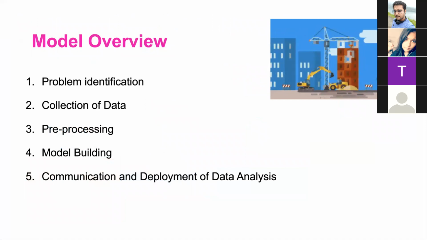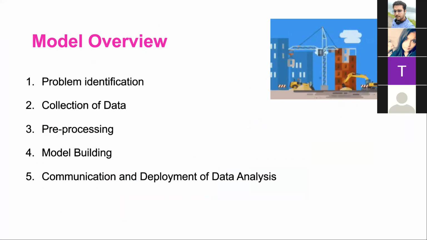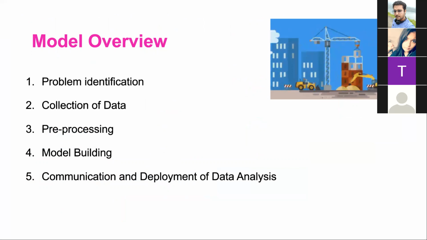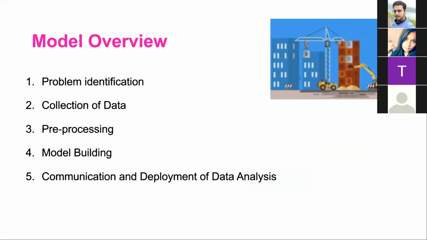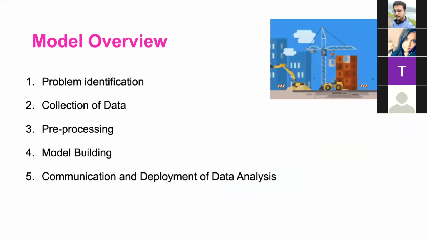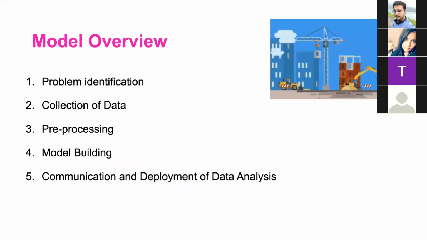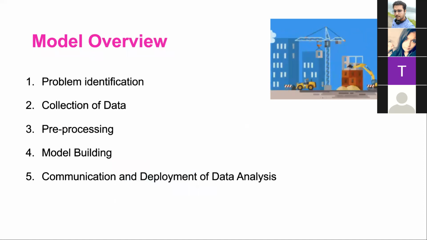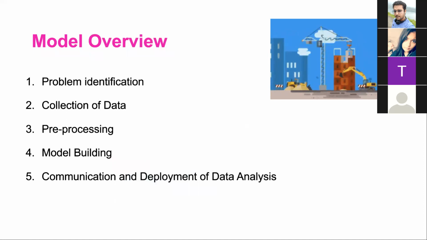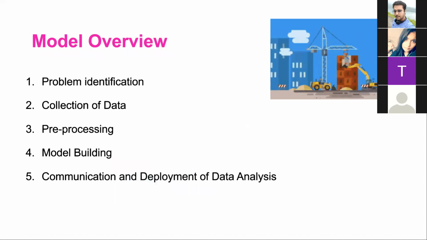Let's have a look at the model overview. It consists of 5 stages. The first is problem or opportunity identification. A good machine learning project starts with the ability of the organization to define the problem clearly. Domain knowledge is very important for this. The problem definition should be apt and should address the major challenge faced by the company.